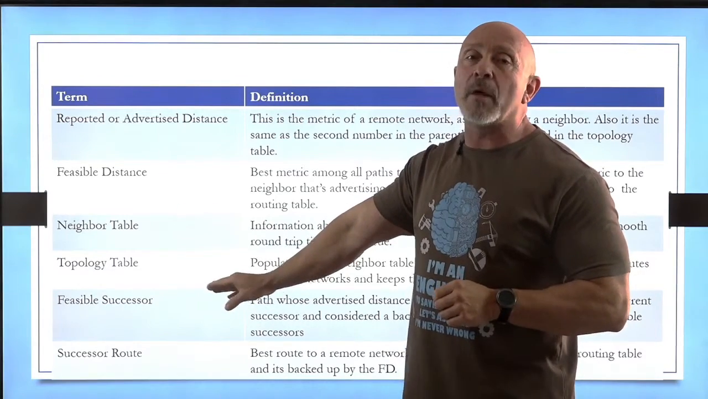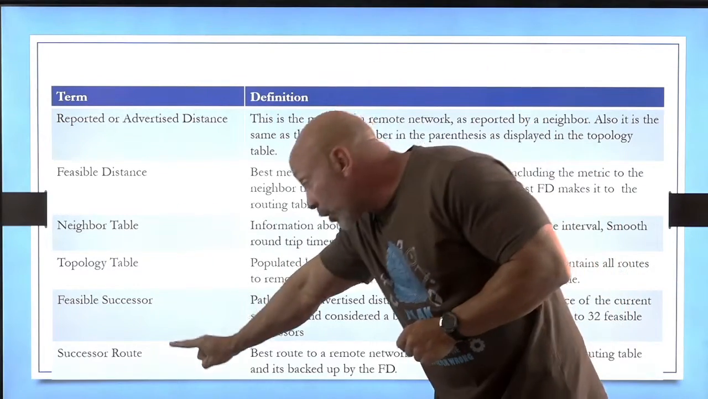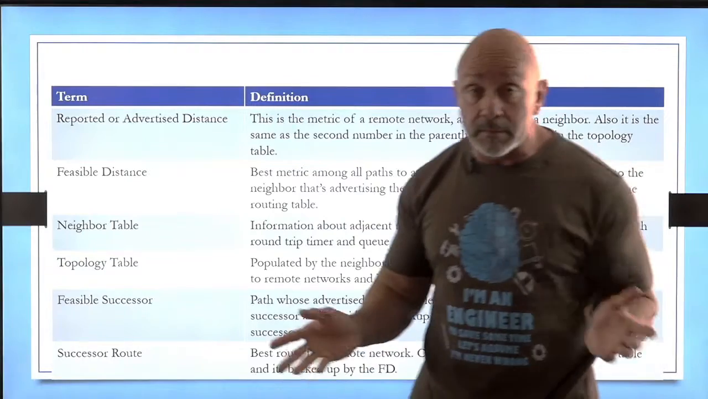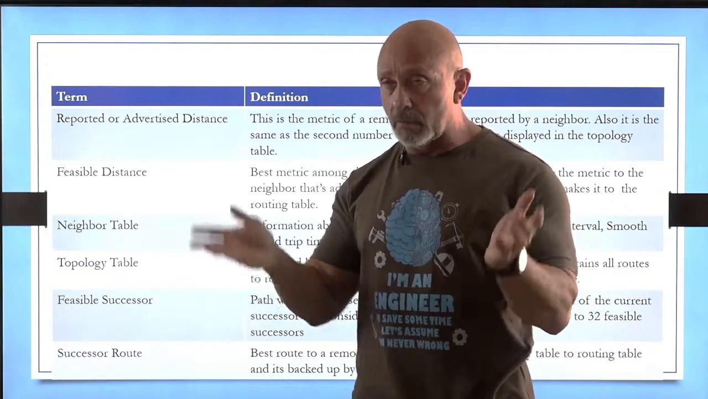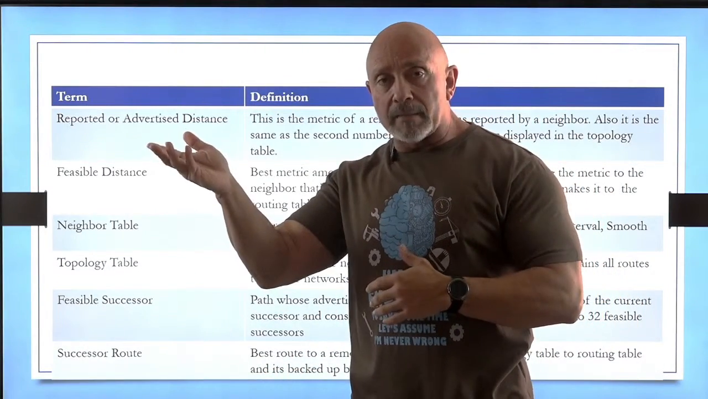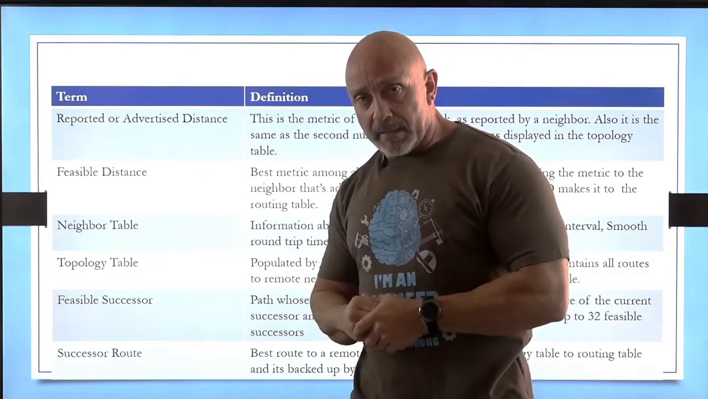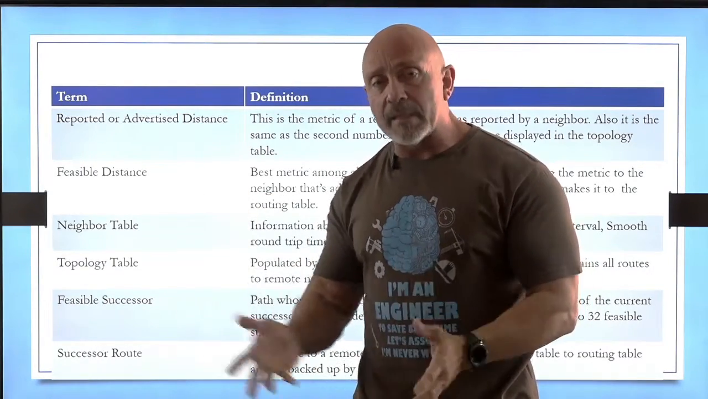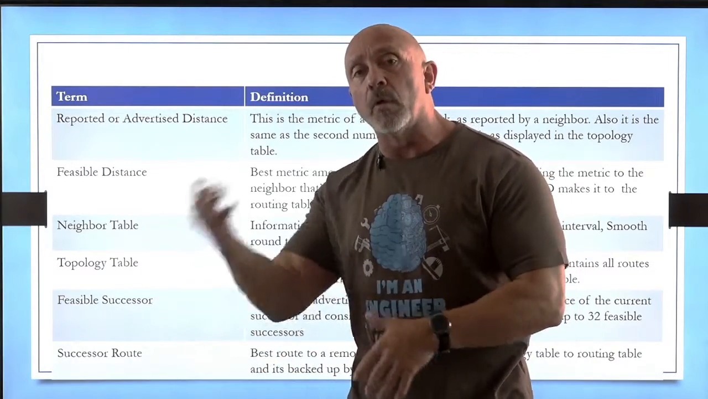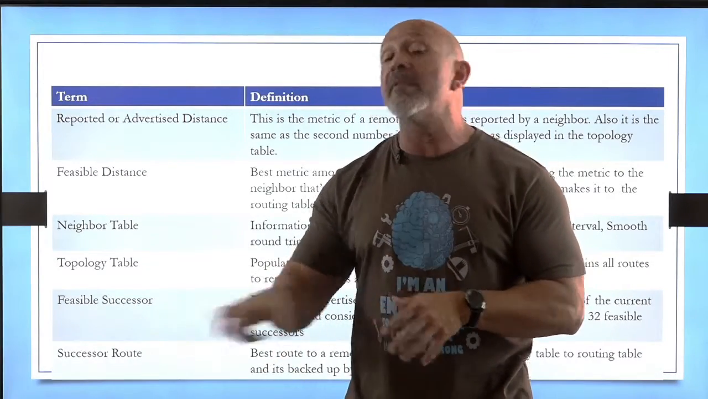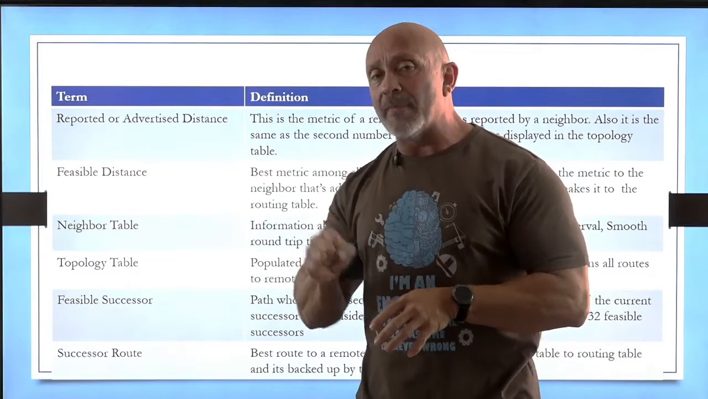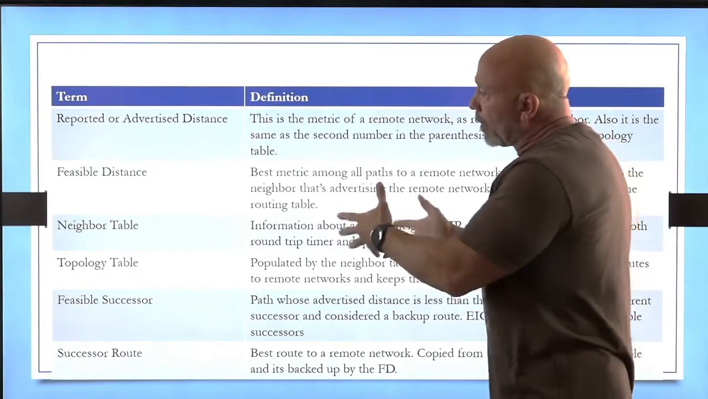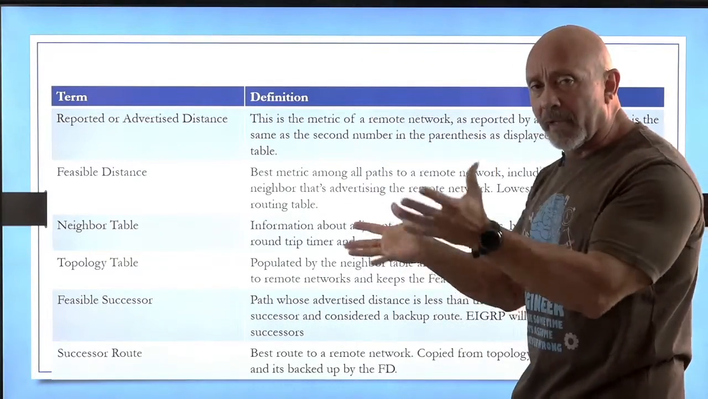That is the backup route in case the successor route, which is the best route to the remote networks and makes it to the routing table, fails. Remember, I said this already when we looked at the topology table, it will query, and hopefully you'll have a feasible successor that it can grab that information from. Okay, so we have this terminology.